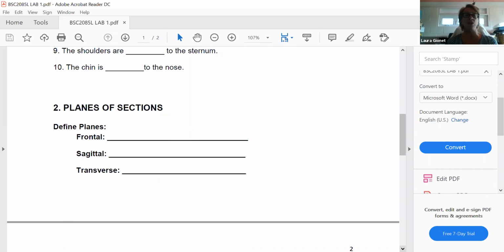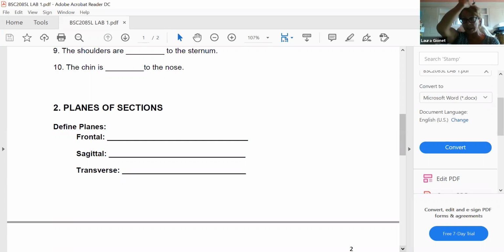Okay, then we get to planes of sections. So again, here we're going to define it like we did the terms above. The frontal plane divides the body into anterior and posterior sections or portions. They're not going to be exactly equal to one another because we're not mirror images of anatomy in the front of the body as to the back of the body. Otherwise, we'd have two butts, one to the front, one to the back. Right? But it's definitely this plane that produces an anterior and posterior portion, or sections of the body.